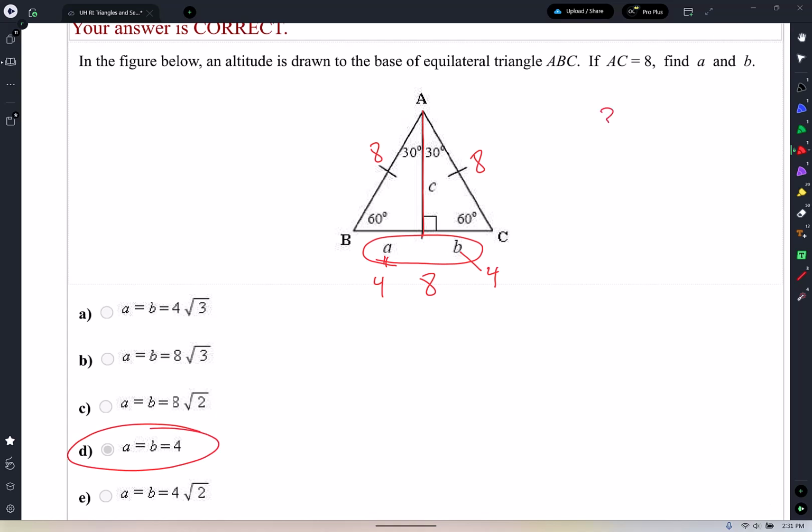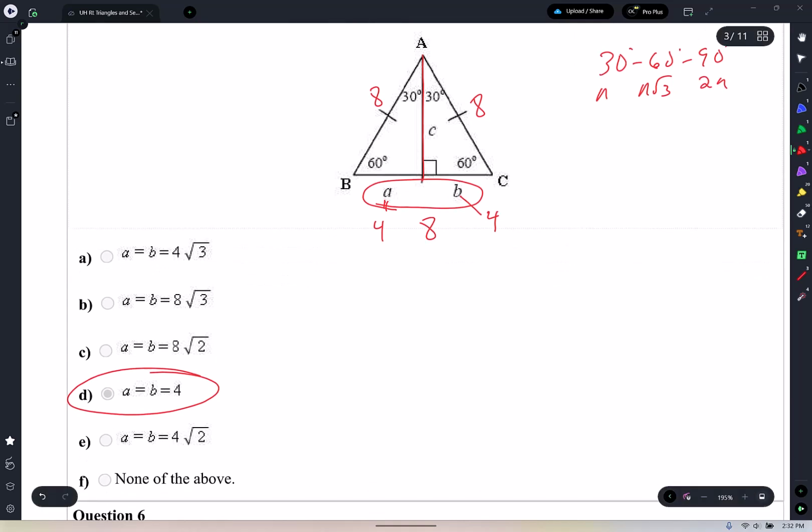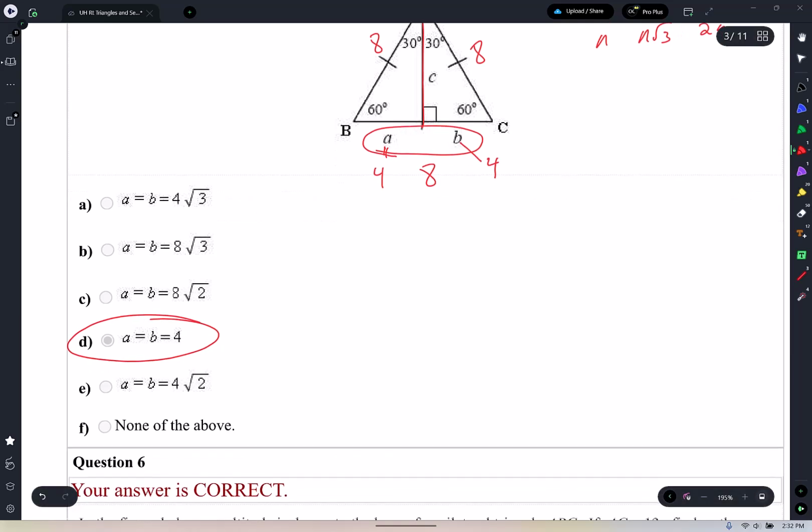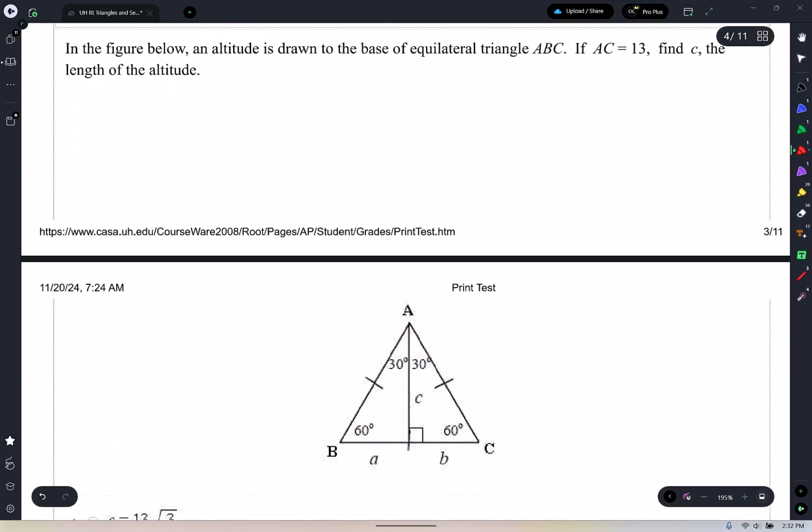So you could have also used the properties of a 30, 60, 90 triangle. n, n square root of 3, 2n. So they give you the 2n, the 8, divided by 2, 4. See? We'll do it on this one.